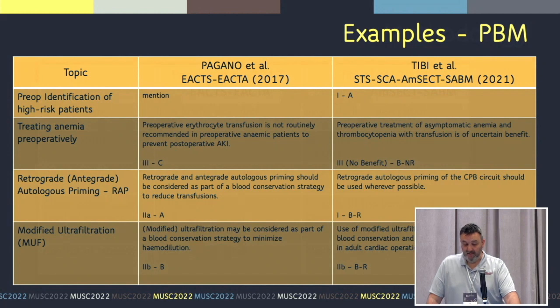Treating anemia preoperatively, everybody agrees that you shouldn't give red blood cells before the operation, that you should do other things. And we all agree, a level of grading and classification three means that you shouldn't do something. Retrograde autologous priming is something you can use. And modified ultrafiltration is also something that you can use, but it's not really proven. So we think it might be beneficial, but it's not sure.